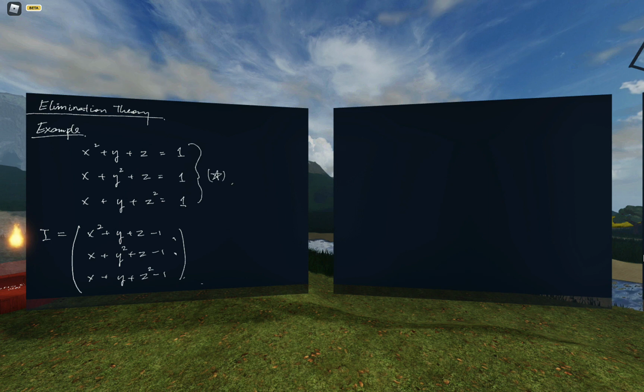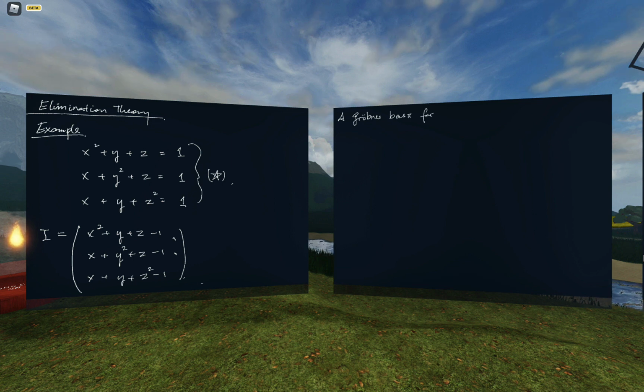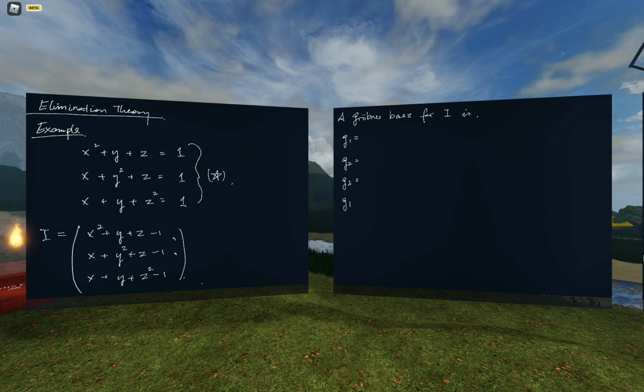Okay, so let's go to the next board. I guess I don't have to move. I'm going to claim a Grobner basis for this ideal. I'm not going to compute it. You're welcome to check that this is indeed a Grobner basis using Buchberger's criterion, but I'll leave the computation as an exercise, as I think the book does as well. So a Grobner basis for I, I'm going to call it G1, G2, G3. So there are 4 of them.